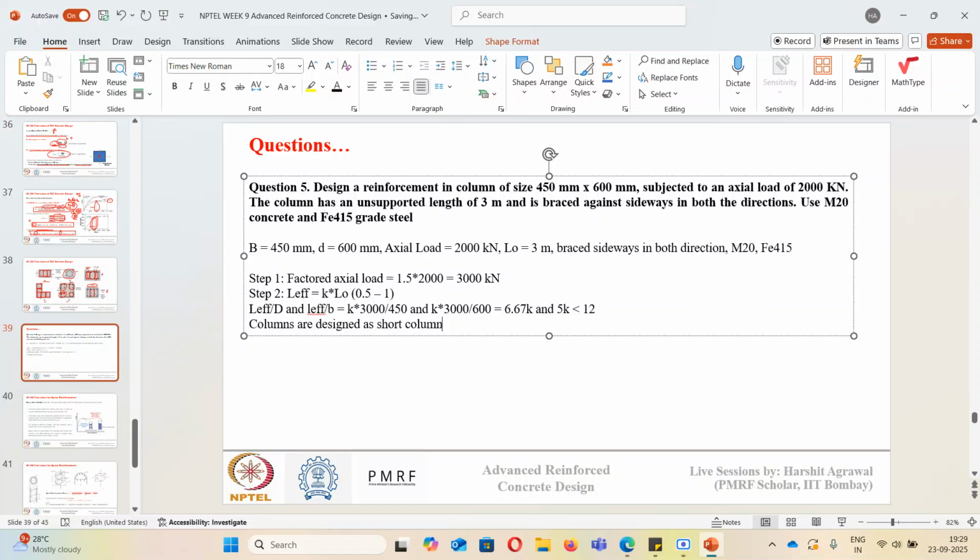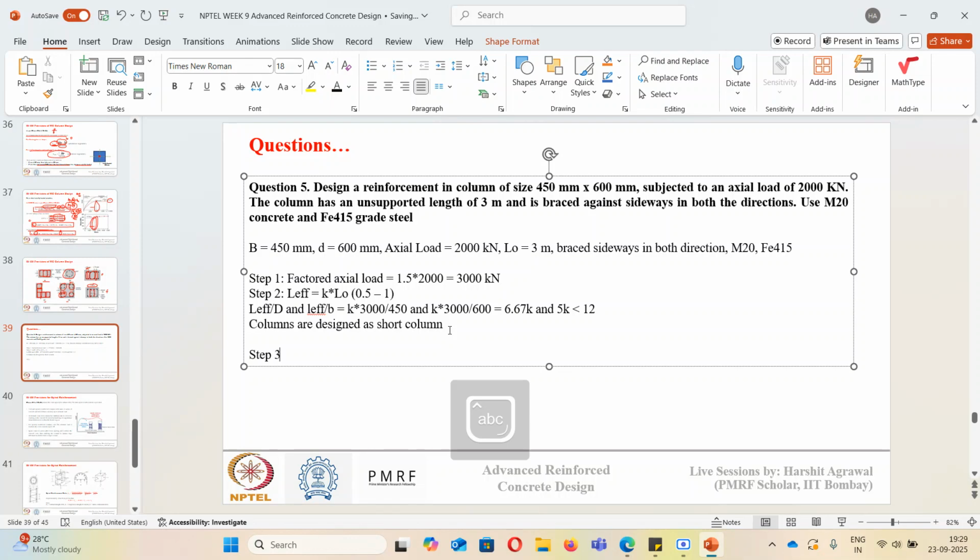Okay, so without calculating, we got that sense because K value can maximum be equal to 1. And since this 6.67 and 5 both are less than 12, then always this will be a short column only, irrespective of whatever end constraints we are providing, until and unless we know it is a braced frame. Okay, so this is the check that we have done for slenderness ratio.